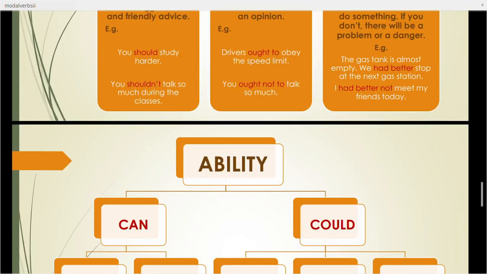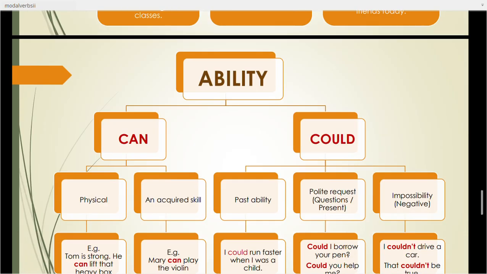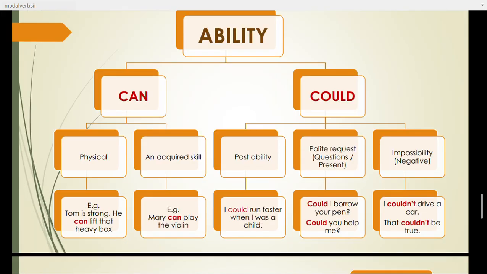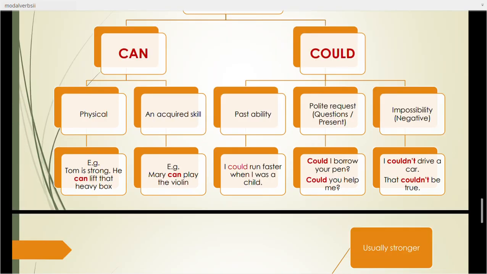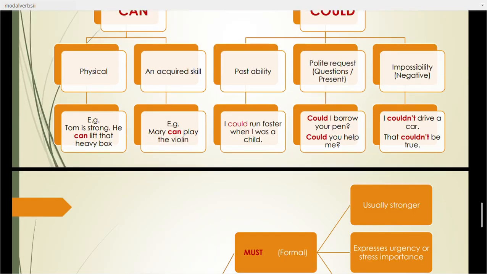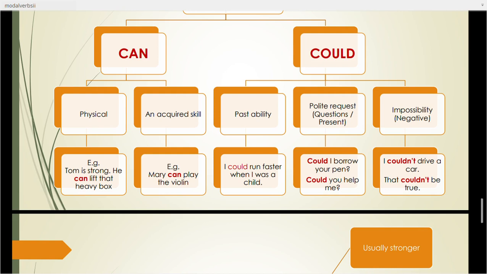Continuing with the second group, we have the ability situations. Here we can find two words. The first, can. We use can in two situations, physical ability and acquired skill. One example for physical is, Tom is strong, he can lift that heavy box. And one example for an acquired skill is, Mary can play the violin.